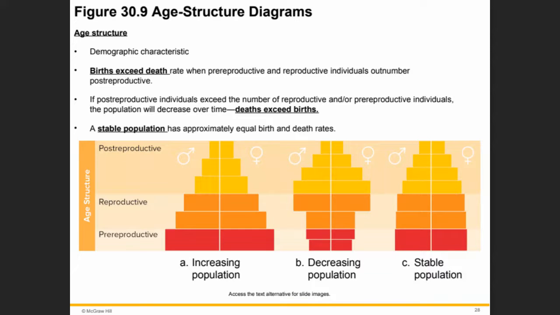The age structure diagram for a decreasing population shows that the post-reproductive individuals exceed the pre-reproductive and reproductive individuals. Stable populations show that the numbers of pre-reproductive, reproductive, and post-reproductive individuals are approximately equal.